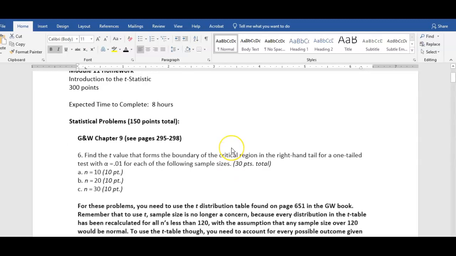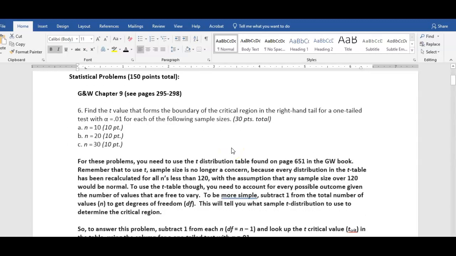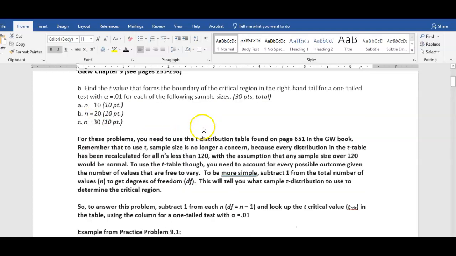Okay, so let's look at the first problem here, which is problem 6 out of the Gravetter and Wallnau book. Problem 6 says find the t-value that forms the boundary of the critical region in the right-hand tail for a one-tailed test with alpha at 0.01. And it's giving you 3 problems to solve with 3 different sample sizes. So the thing to remember to solve these problems is that you need to use the t-distribution table found on page 651 in the Gravetter and Wallnau book.